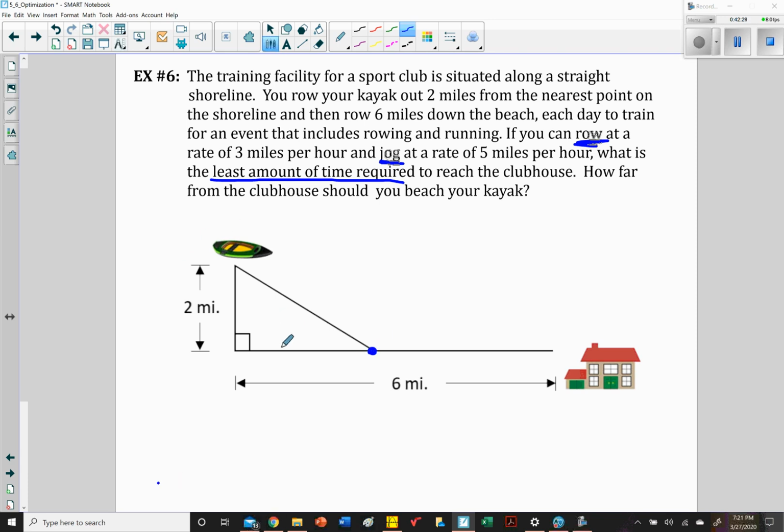So let's call this X. You go down 6 miles, you row out 2 miles, and you row back, and then you're going to jog this distance. Well, this distance is 6 minus X. And our domain has to be somewhere between 0 and 6. Can't be outside of that.